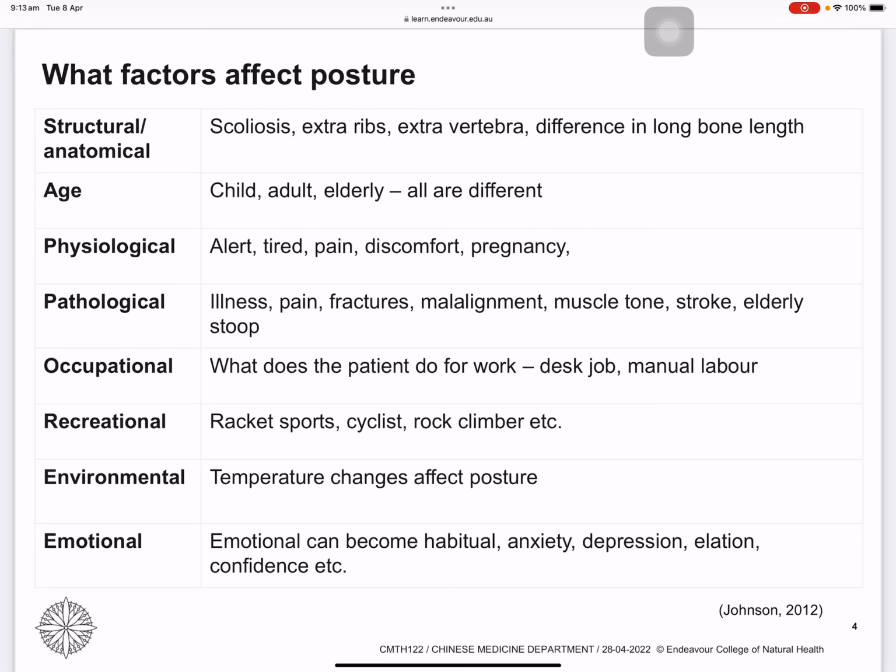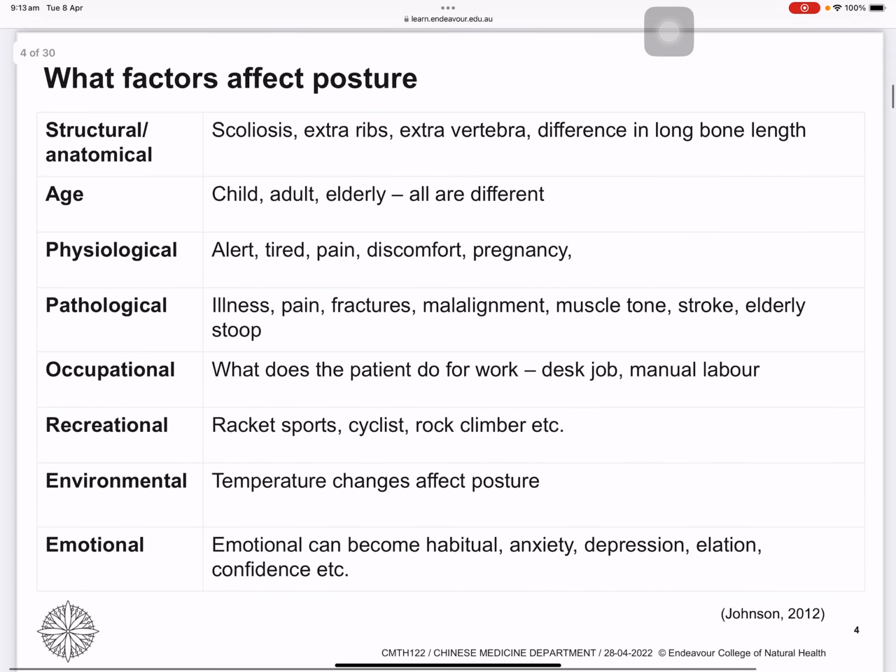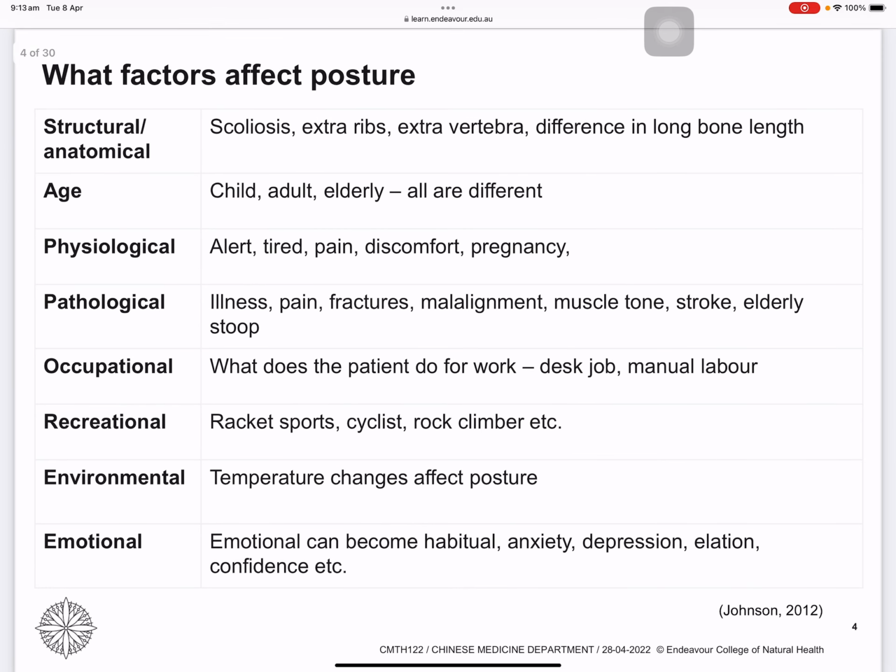Also quite important in TCM diagnosis is emotion. Because emotion usually will cause stagnation or blockage on certain channels, mostly maybe the liver channel, spleen channel or heart channel. They will also affect the tightness of your muscle or the muscle across the channel. So it will also affect your posture.